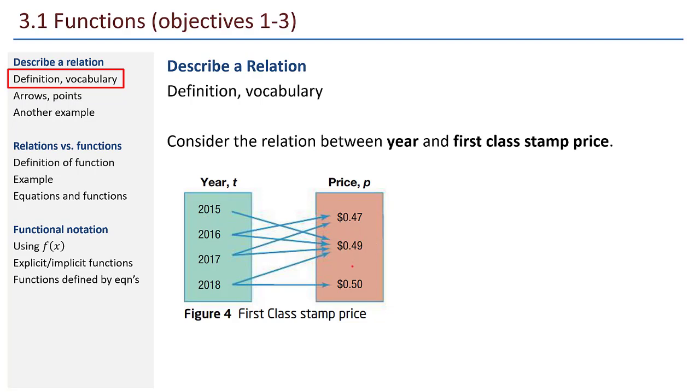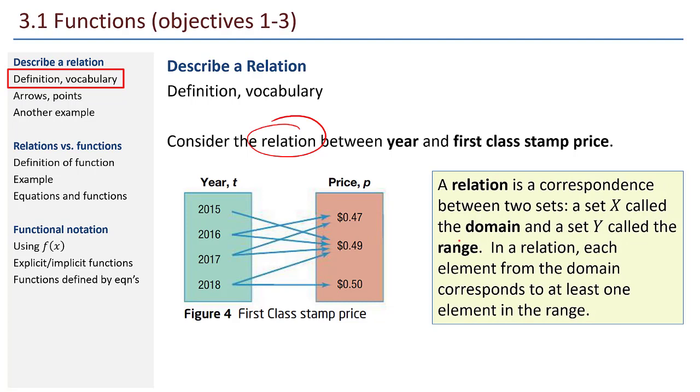Now, in 2016, look what happens. I have two arrows heading out from 2016. One goes to 0.47, the other goes to 0.49. This is because in 2016, for part of the year, the price of a stamp was 47 cents, and for part of the year, the price of a stamp was 49 cents. We can do the same kind of analysis looking at 2017, two different stamp prices, and in 2018 it looks like there were two different stamp prices also. So this is the idea behind a relation. It shows how two sets of objects are related to each other.